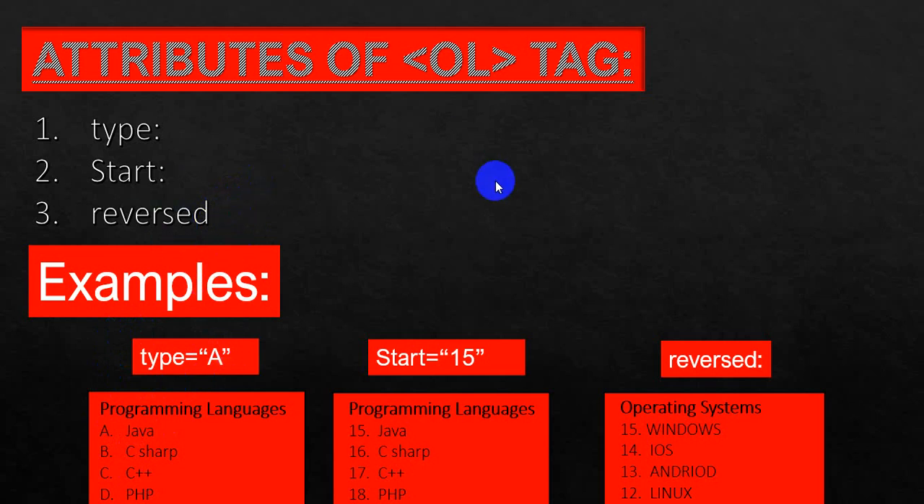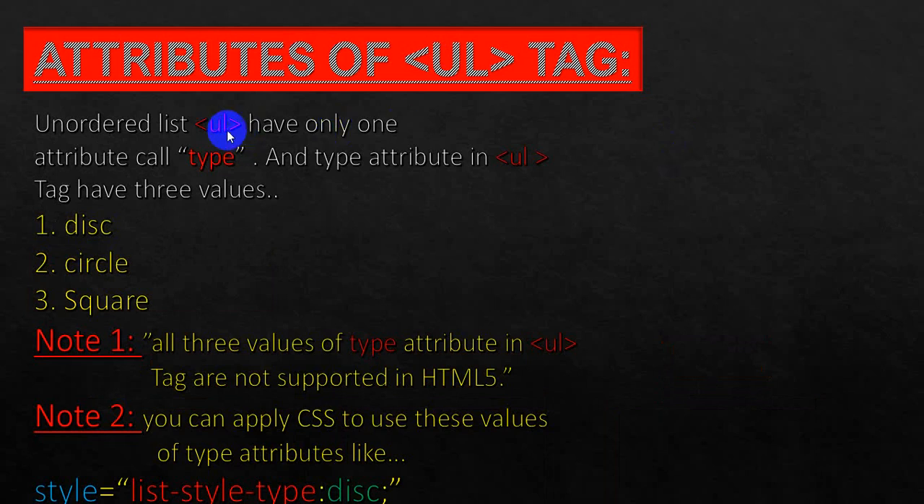Now I am moving towards the attributes of the UL tag, that is the unordered list. UL means unordered. There is only one attribute, called type. Why? Because it is unordered. There is no numbering, no starting or ending value, no reverse. That's why we have only one attribute, that is type. So which type of unordered list do you want? There are disk, circle and square.